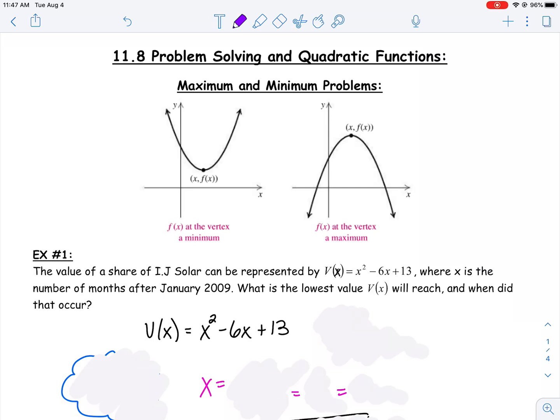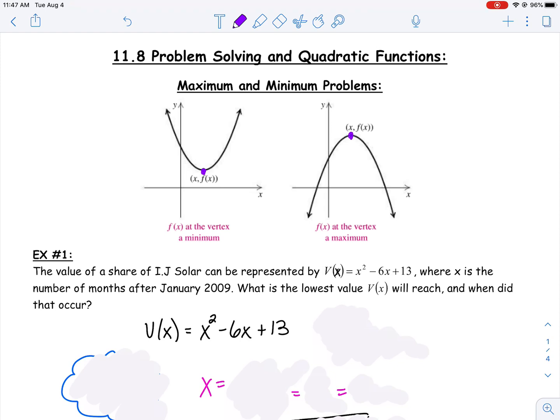All right, in section 11.8, we're going to talk about solving problems using quadratic functions so that we can find a maximum or a minimum, or the highest or lowest value. We know that if we have a parabola, a quadratic function, if it opens up, we're going to end up having a minimum value. If it opens down, we're going to end up having a maximum value.